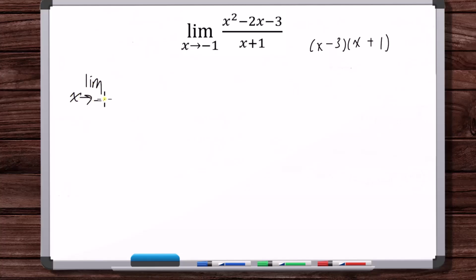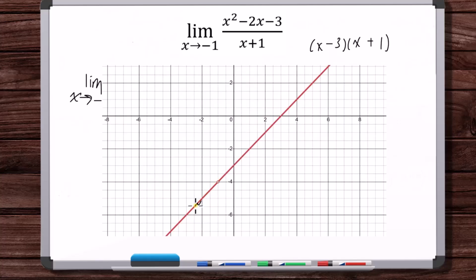So we've got, let's see, the x plus 1s cancel, and you're left with x minus 3. So minus 1 minus 3 is minus 4. The graph of this function is the line x minus 3 with a hole in it at minus 1 comma minus 4. There you go. As x approaches minus 1, the function approaches minus 4.